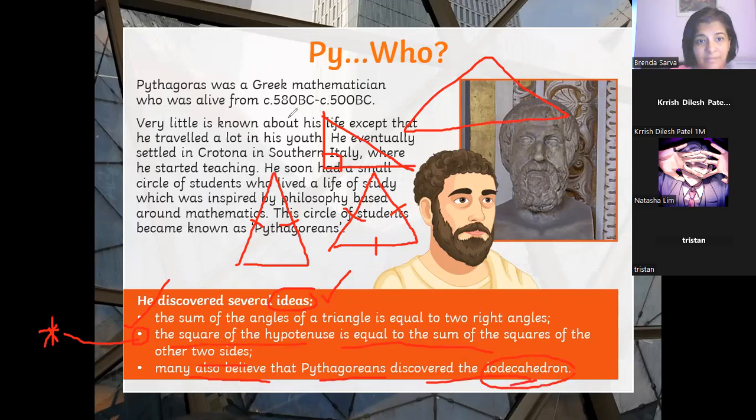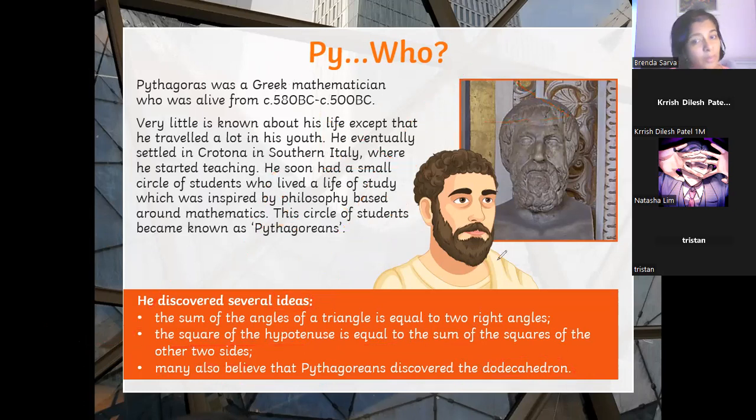They believe that he discovered it. So these are all the important things that this guy did. Okay, so let's move on and see what this is. This is what today we are going to know, or to be known as the Pythagoras theorem, this part. Okay, so this is what it is.